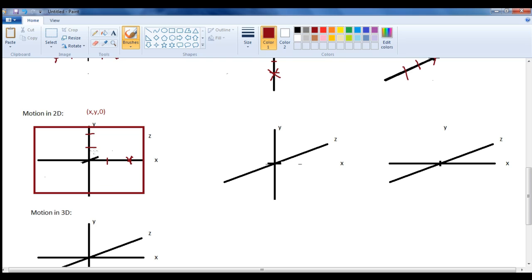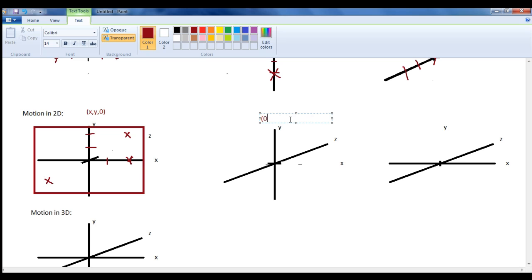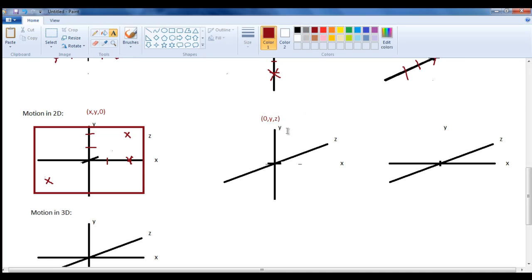If you say x is equal to 2, y is equal to 2, then the object will be over here. If you say x is equal to -2, y is equal to -2, the object will be over here. You can move simultaneously on the x axis and y axis. Whereas if you constrain the x movement, that means x will be 0, y will be variable, z will be a variable, you can change the y and z.